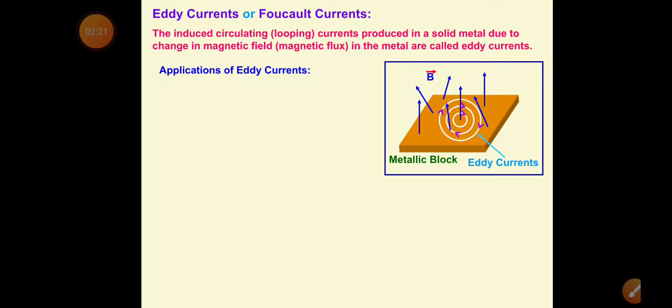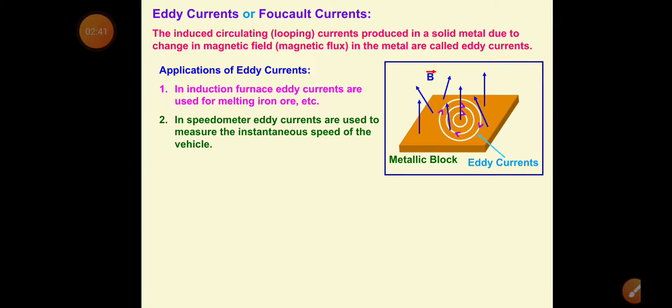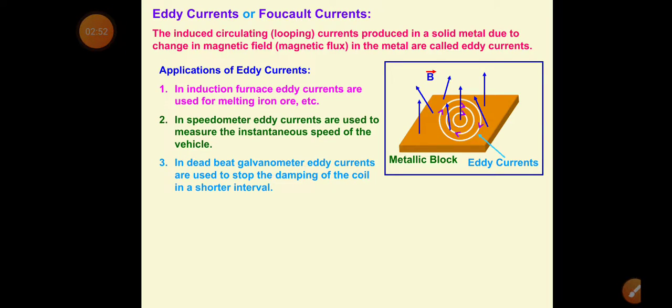Now, what are those? See here the applications of eddy currents. The first is the induction furnace: eddy currents are used for melting iron ores and so on. If you want to melt heavy metals, this technique is very useful and it can easily melt the metals. Second, in the speedometer, eddy currents are used to measure the instantaneous speed of the vehicle. Third, in the deadbeat galvanometer, eddy currents are used to stop the damping of the coil in a shorter interval.